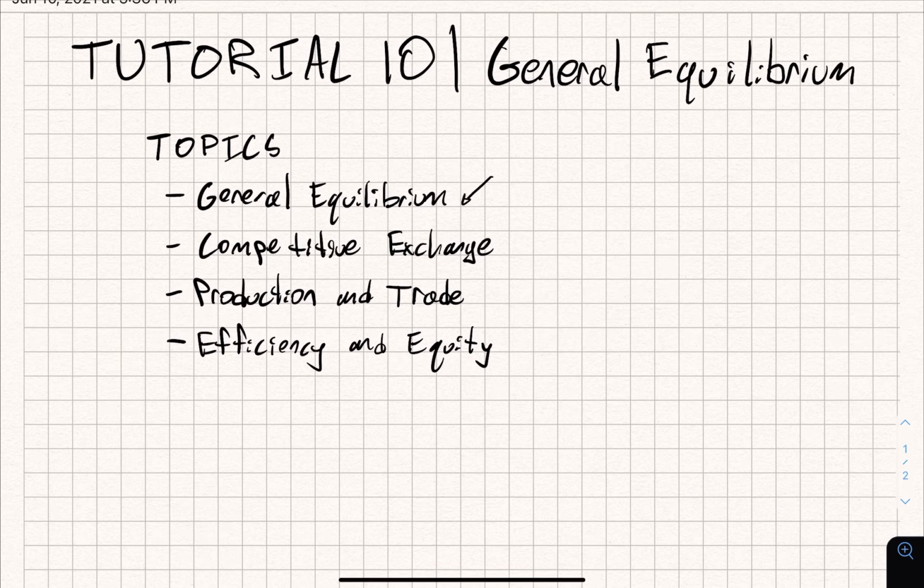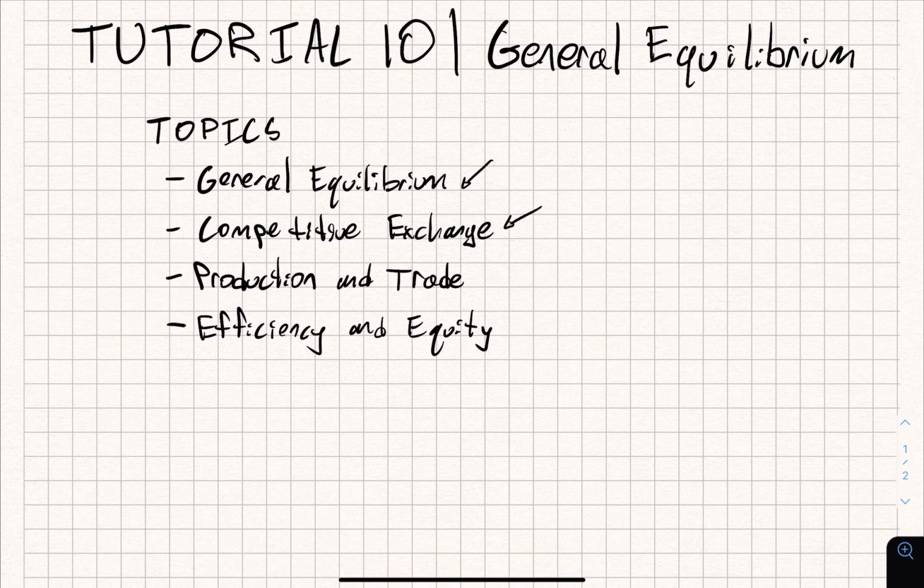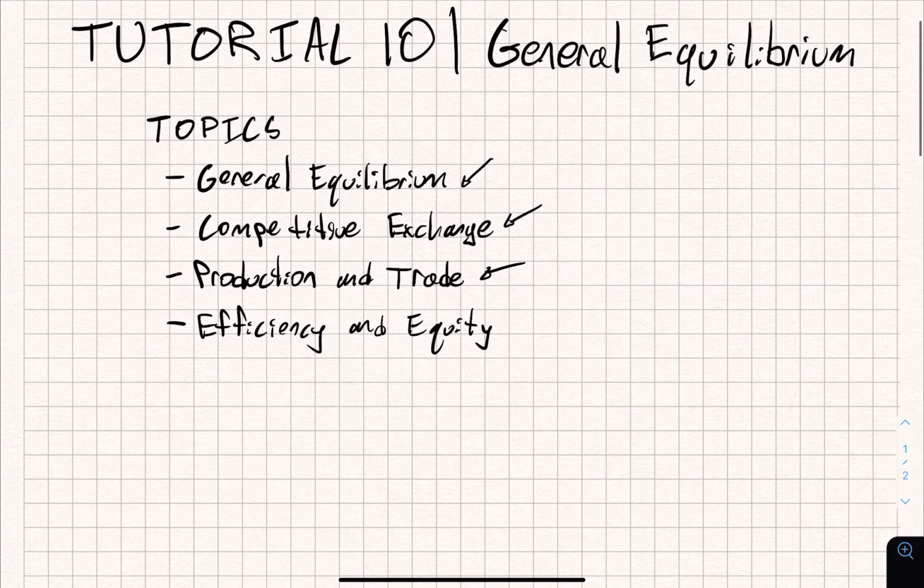So to do this concisely, we have a model, what we call the Edgeworth box. Once we build the Edgeworth box concept, we'll introduce competitive exchange, which essentially just moves us from a barter economy to an economy with prices. Once we're done building up prices, we will go on to talk about how production plays a role in our competitive equilibrium, our general equilibrium.